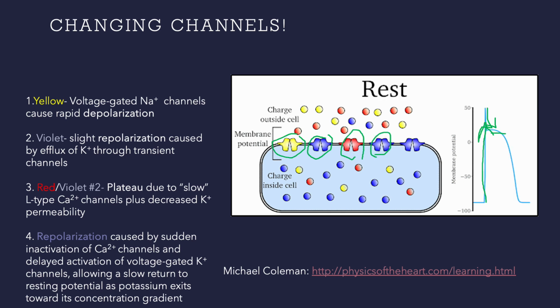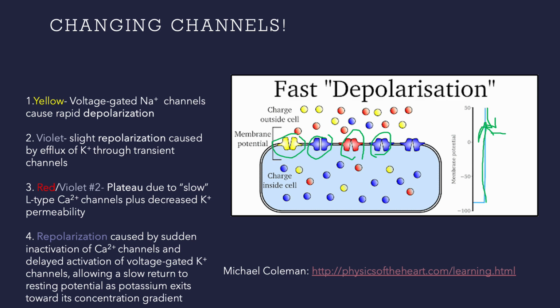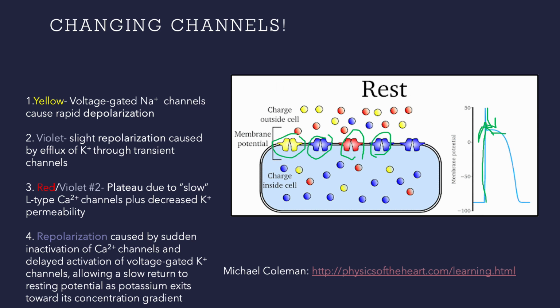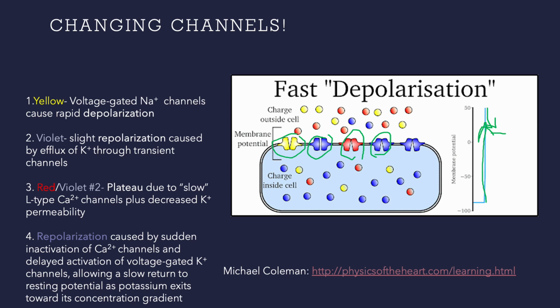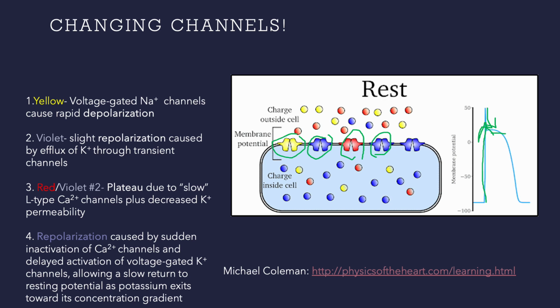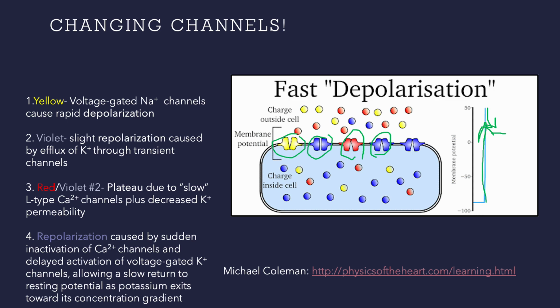And finally, rapid repolarization caused by inactivation of these calcium channels and the delayed activation of voltage-gated potassium channels, allowing a slow return to resting potential as the potassium exits toward its concentration gradient. This process is maintained by the reopening of leaky potassium channels before beginning again.